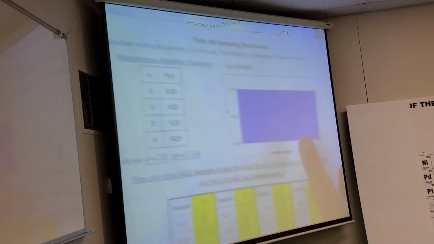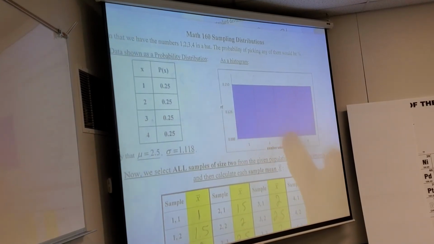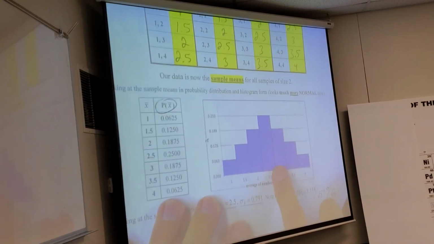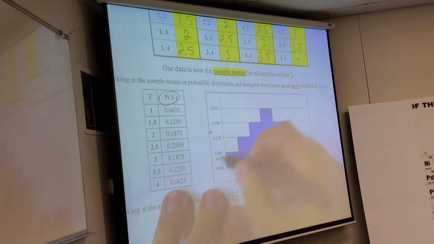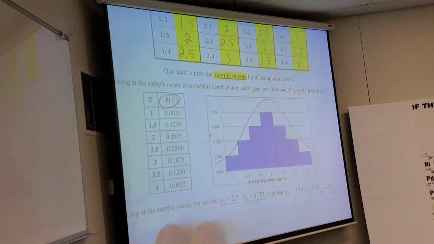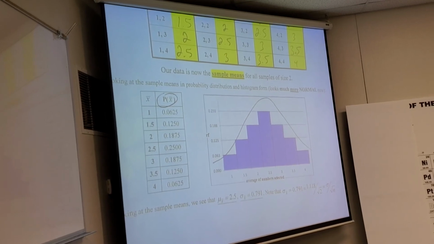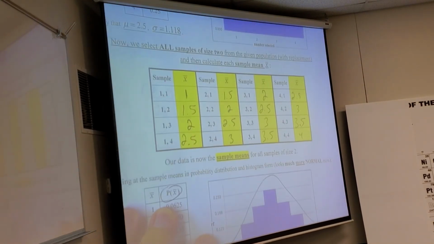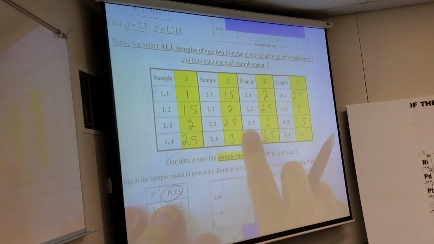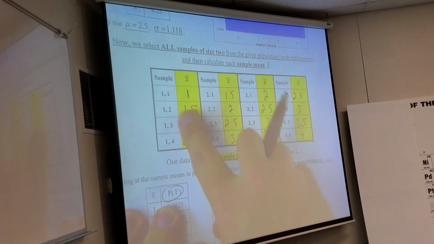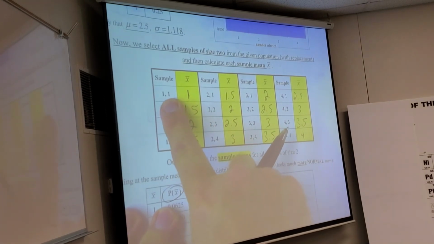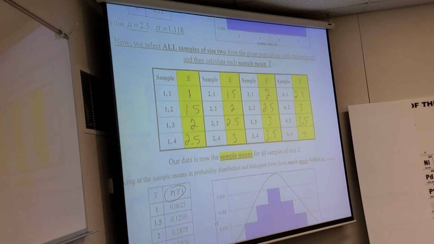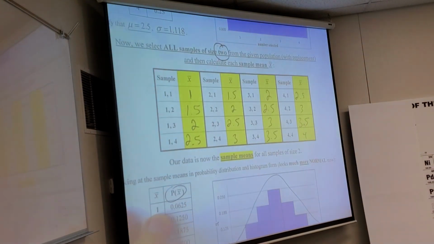So notice something. Did this look normal at all? No. It doesn't start low, go high, go low. But does this look normal, roughly? Yeah. Starts low, goes high, comes low. Yeah, it looks normal. So there are several things happening here. How big were the samples that I took? Each sample I took had how many pieces to it? 2. I was taking 2 at a time. So my sample size is 2.